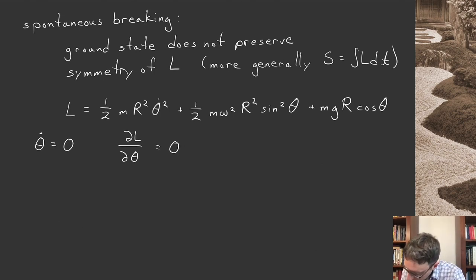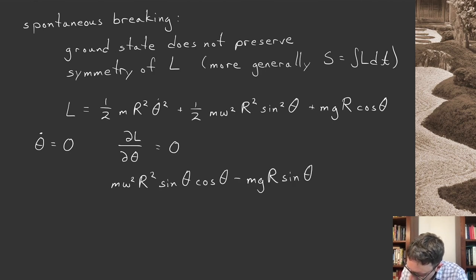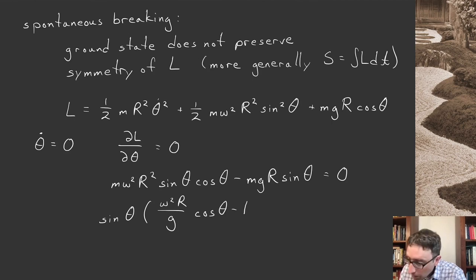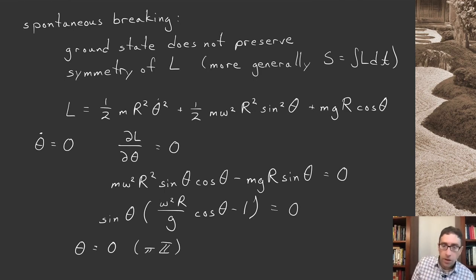Or in this particular example, I need to see that m omega squared r squared sine theta cosine theta minus m g r sine theta equals zero. Or we can simplify that a little bit. The equivalent condition is that sine theta times (omega squared r over g cosine theta minus 1) equals 0. And so there are clearly two solutions here. To find a critical point, we can set theta equal to 0, or actually more generally pi times some integer, although we're going to find that the 0 one is the minimum.